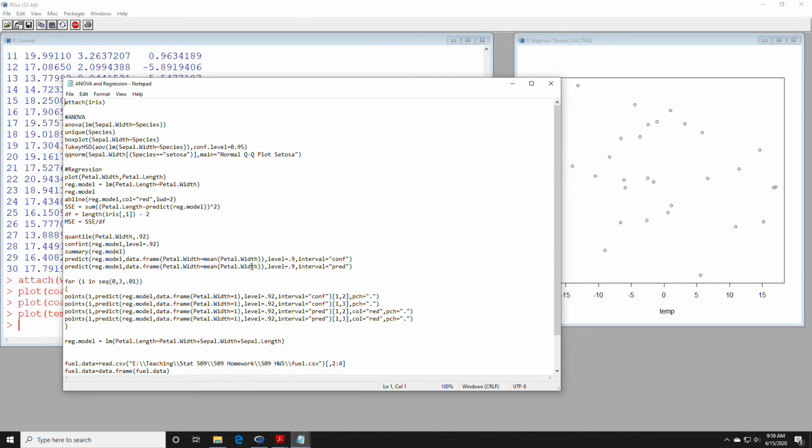Okay, let's go to our code. So reg model, we have lifetime. Oh, I'll have to show you something. We had coating. We also had temperature.